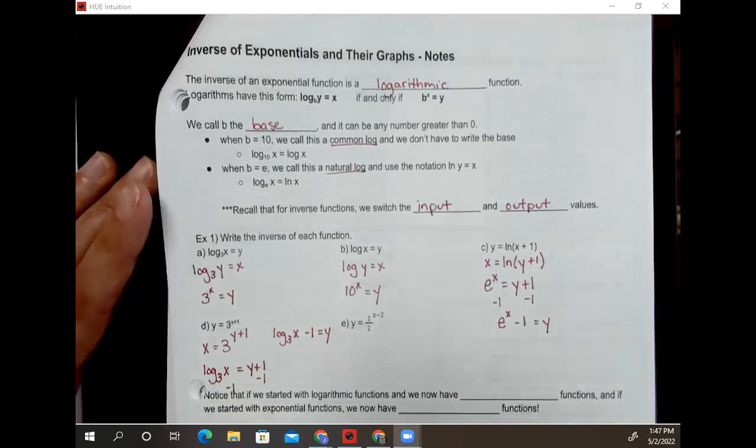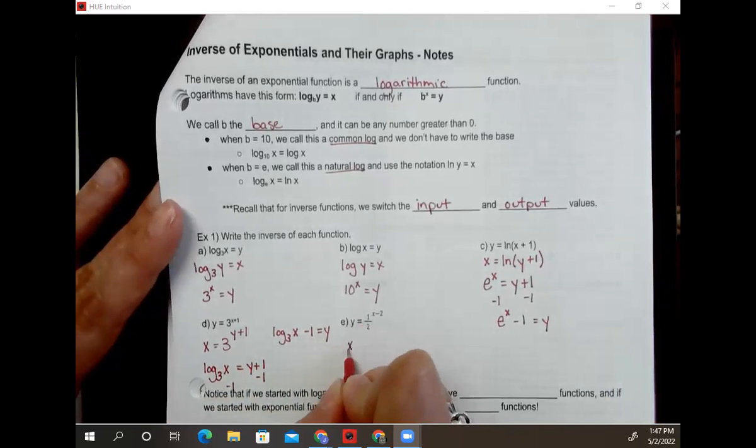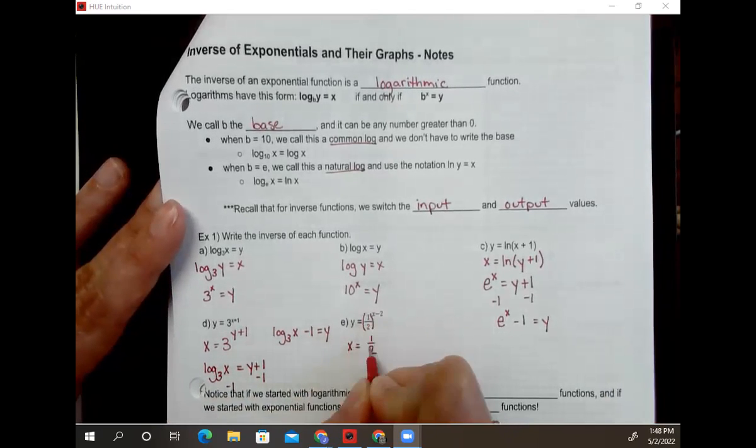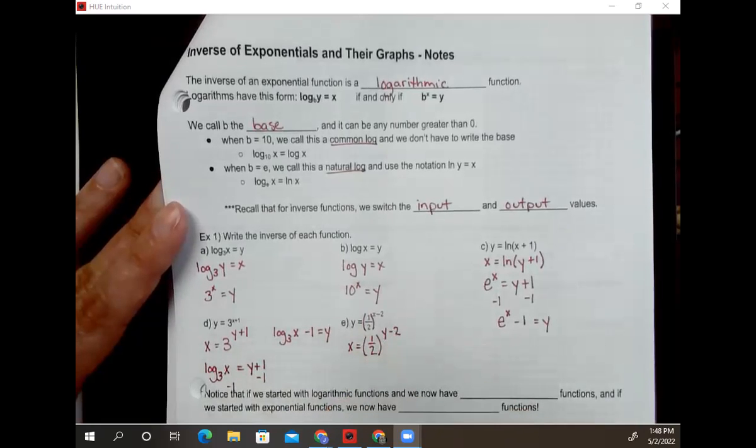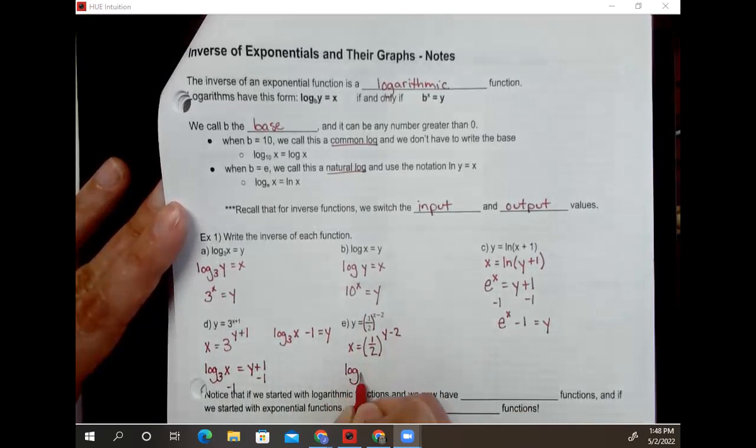Now for e, same idea. I'm going to start by switching x and y. So x equals 1/2, and this 1/2 really should probably be in parentheses, to the y minus 2. And now I'm going to rewrite this in its log format. So log base 1/2 of x equals y minus 2.